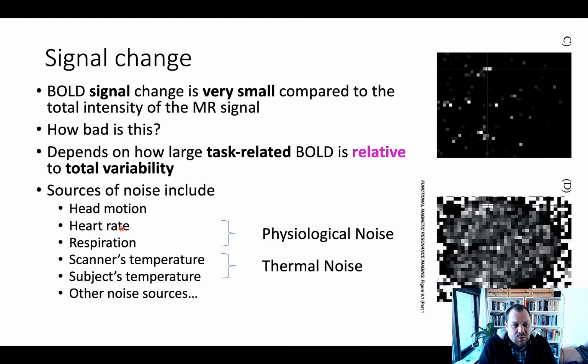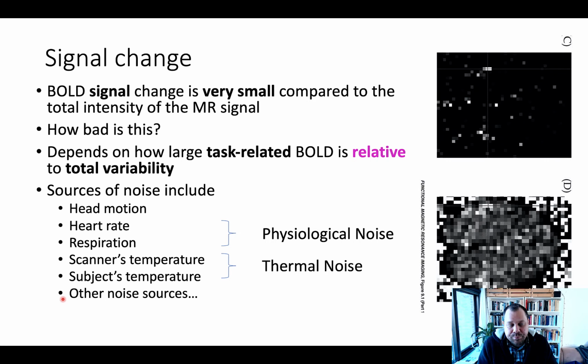So first of all, they cause changes in blood flow within the brain, and therefore also changes that we observe in the BOLD signal. If you have an increased heart rate, obviously you have a higher blood flow, and respiration also can lead to differences in the BOLD signal, and these can be related to the task. For instance, if the subject is more aroused, these two increase. The scanner temperature and the subject's temperature cause thermal noise, which also changes and affects the MR signal, especially the BOLD signal that we're interested in.